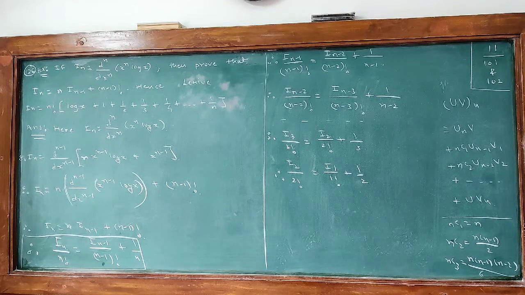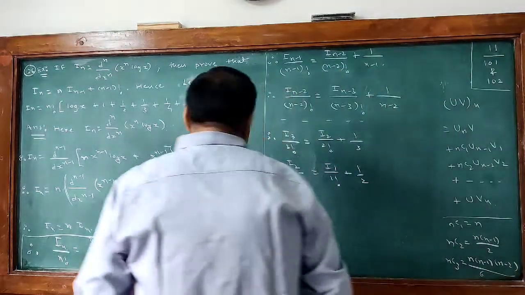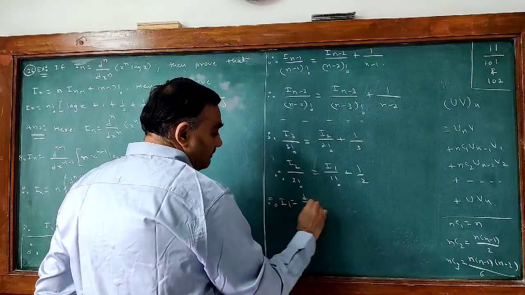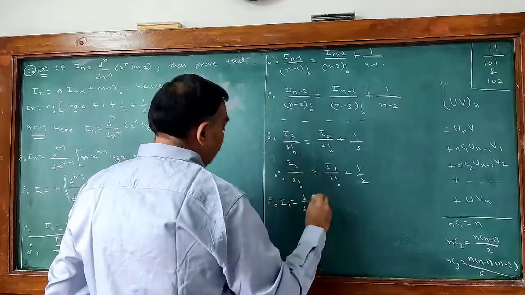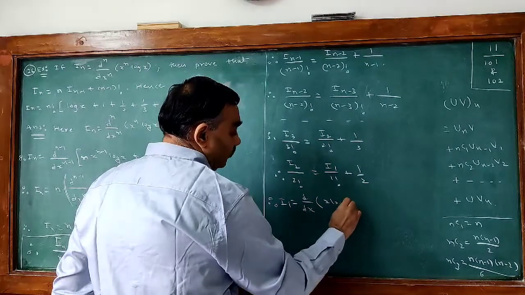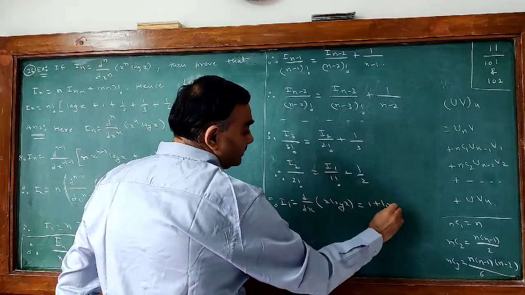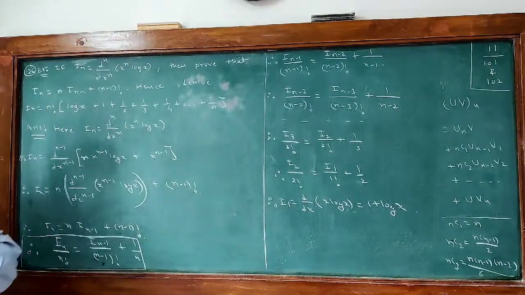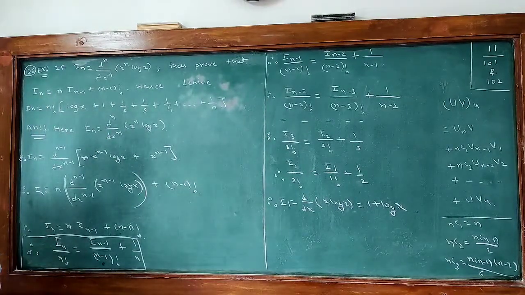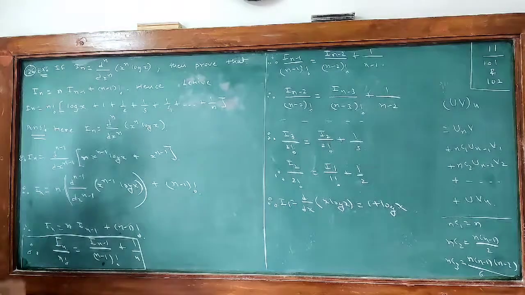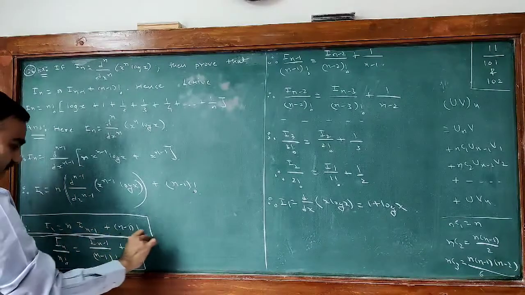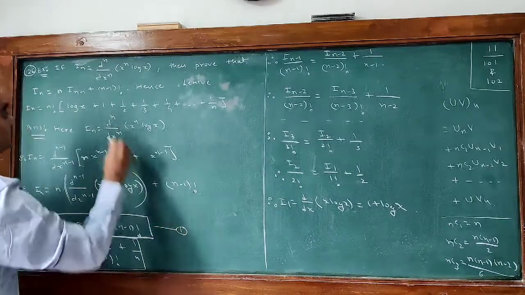So you know what I_1 is? It is d/dx of x log x, that is 1 plus log x. So this is answer 1.